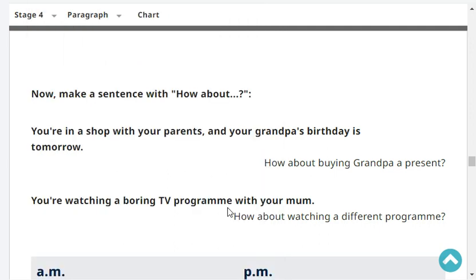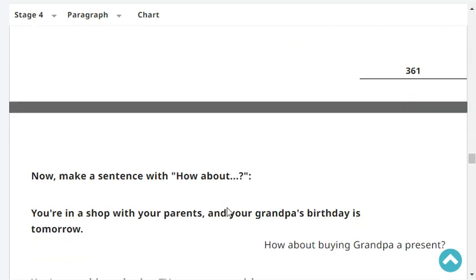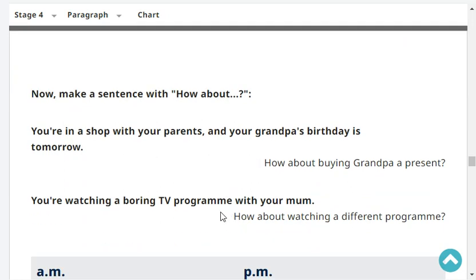Okay, now make a sentence with "how about". You're in a shop with your parents and your grandpa's birthday is tomorrow. How about buying grandpa a present?